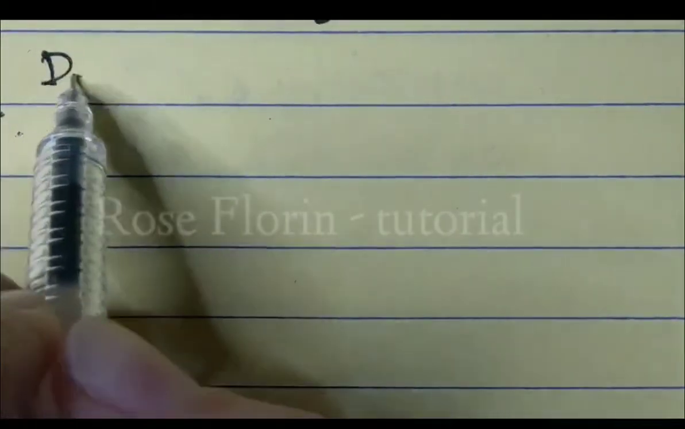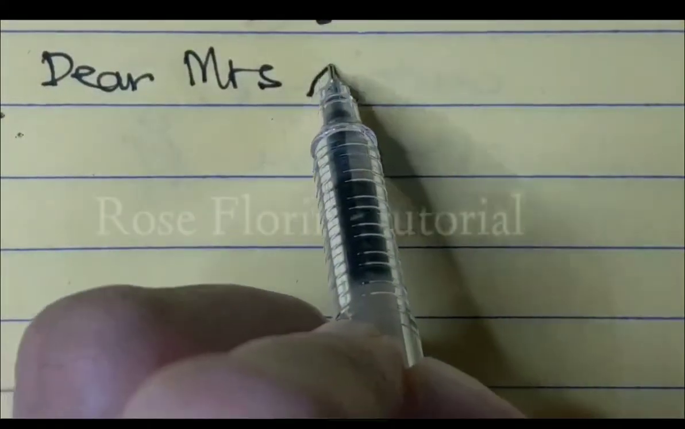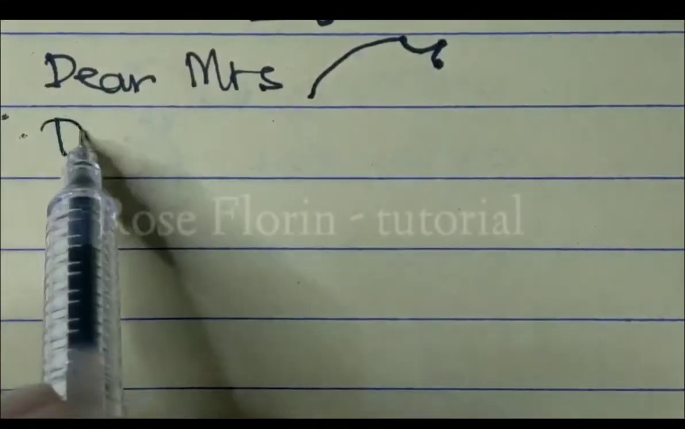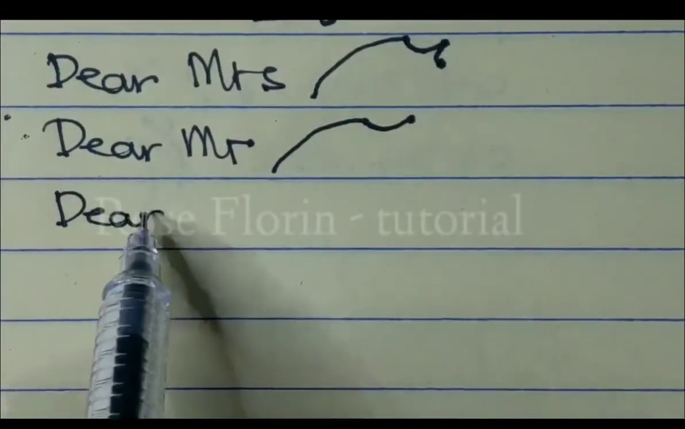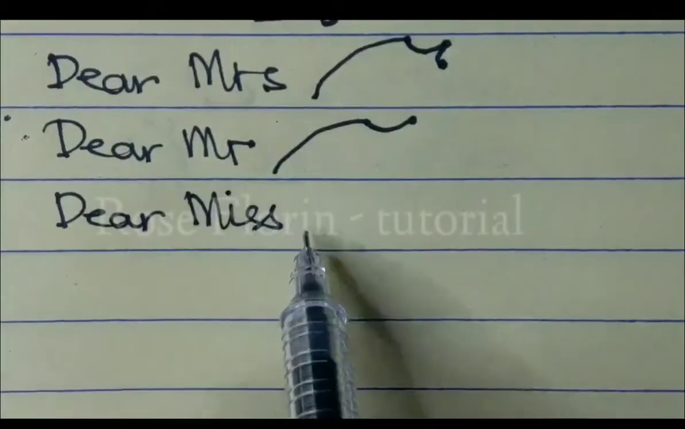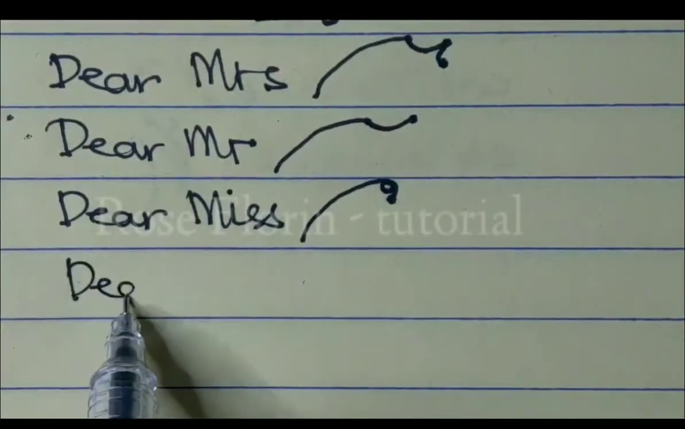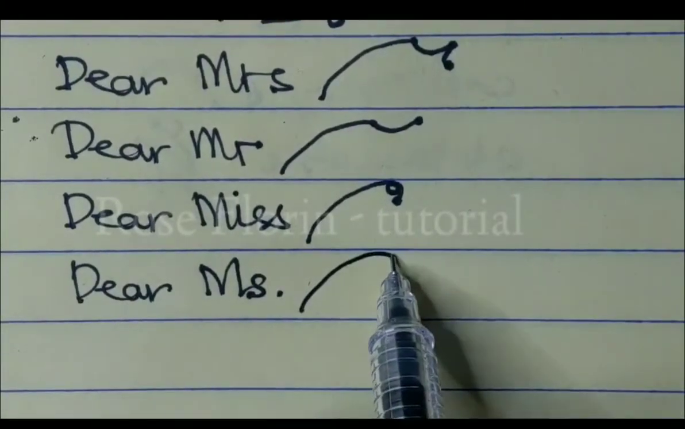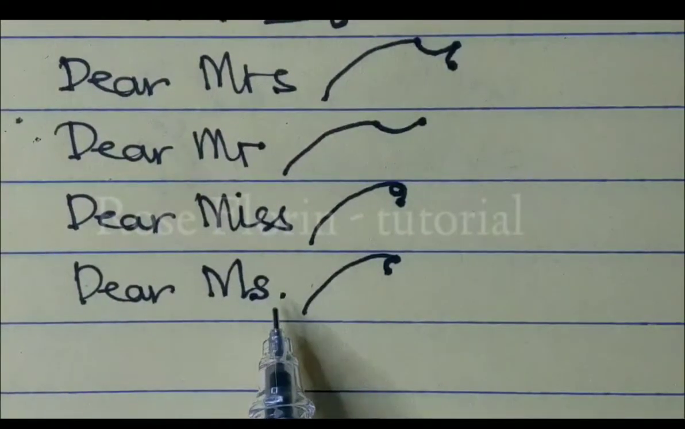Lesson 22, Miss abbreviation. So, dear Mrs., D-M-R-S. Dear Mr., D-M-R. Dear Miss, D-M-E-S. Dear Miss, D-M-S. So same sounds but then different abbreviation.